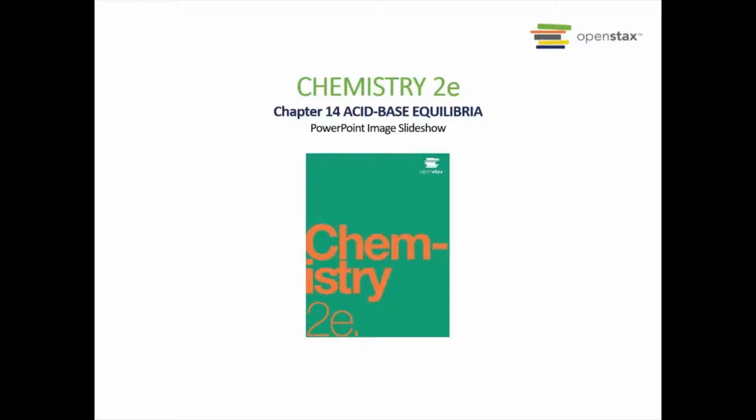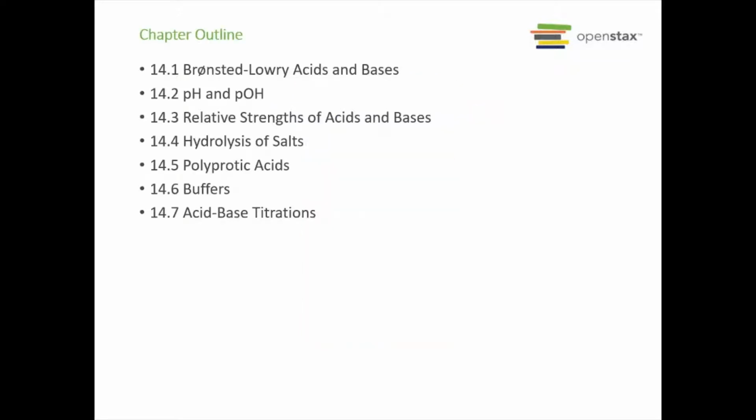So we are also doing chapter 15, sections 2 and 3. In our last module 2 weeks ago, we did chapters 13 and then 15.1. So now we are picking up with 14 and 15.2, 15.3. Starting off with chapter 14, we are going to be going through Bronsted-Lowry acids and bases, pH and pOH, relative strengths of acids and bases, hydrolysis of salts, polyprotic acids, buffers, and acid-base titrations.